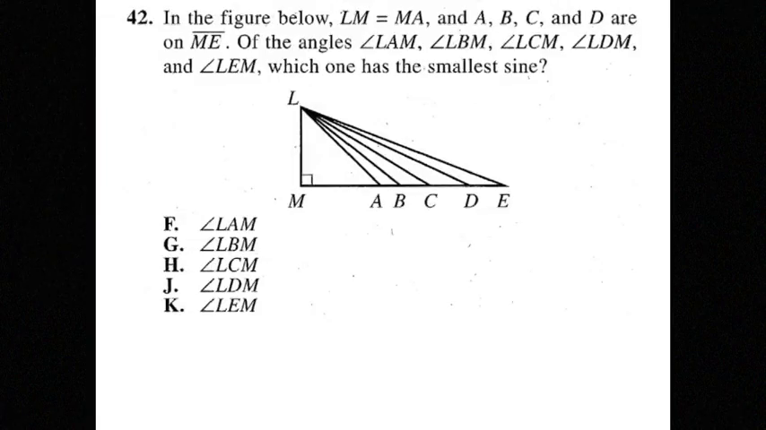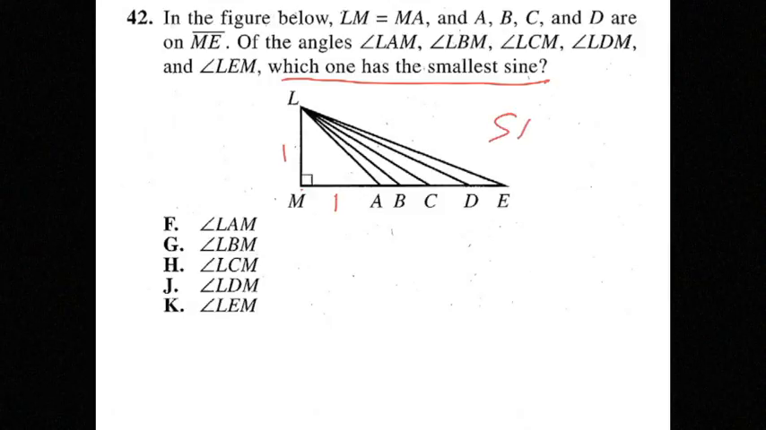In 42, it says, in the figure below, LM is equal to MA. Okay, so this is equal to this. So you could say this is a 1 and this is a 1 if you wanted to. A, B, C, and D are on ME, and all of these angles are listed. Which one has the smallest sine?